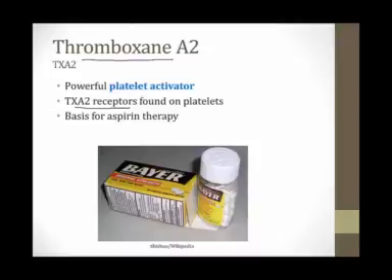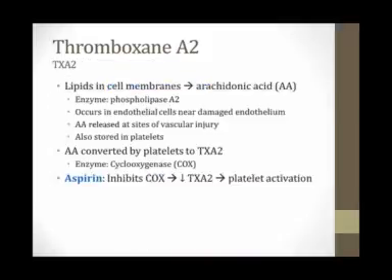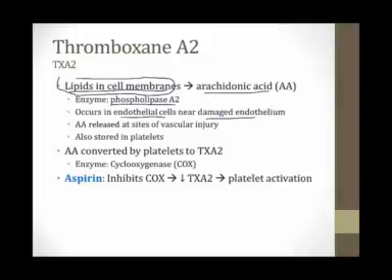Another very powerful activator of platelets is thromboxane A2. Thromboxane A2 receptors are found on platelets, and this is the basis for aspirin therapy. Aspirin blocks formation of thromboxane A2. Thromboxane A2 is derived from lipids in cell membranes. There is an enzyme called phospholipase A2 found in many cells in the body, and this enzyme can pull lipids from cell membranes and convert them into molecules of arachidonic acid. This occurs in endothelial cells near damaged endothelium, and as a result, arachidonic acid is released at sites of vascular injury.